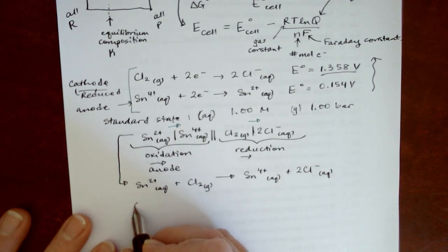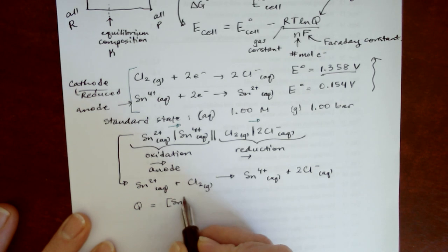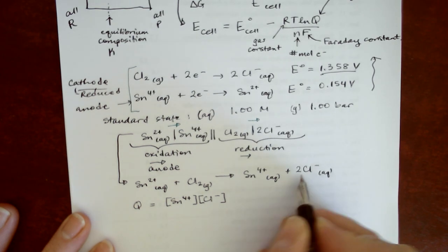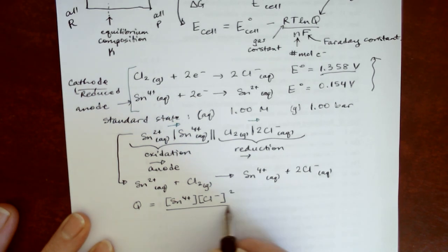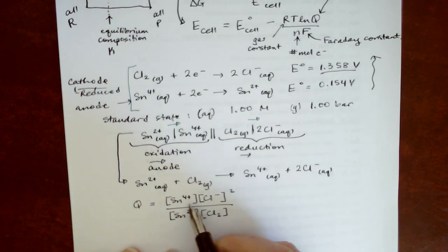So products over reactants, we'll have tin. I'm just going to go ahead and write everything as concentrations. So there's 2, so that's squared. Tin 2 plus and chlorine gas. Okay. So standard state would be 1 molar concentration of everything here.